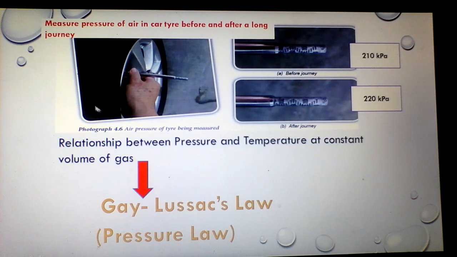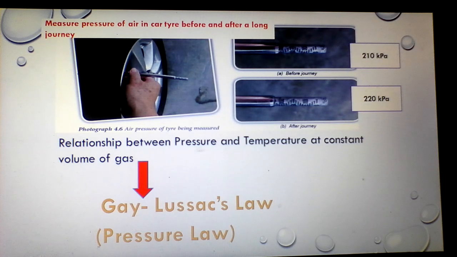In this case, the size of the tire is constant, meaning the volume of air inside the tire is constant. So what exactly caused the change in the pressure? The change in the pressure is caused by temperature. When the tire is used for a long journey, it becomes hot. So the air inside will receive heat energy, or the average kinetic energy increases. Thus the temperature of the air increases. Okay, so we will discuss further on this topic.